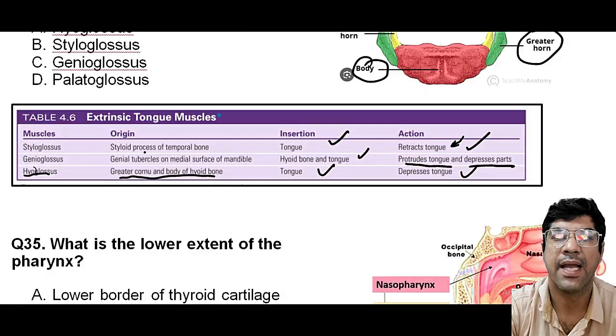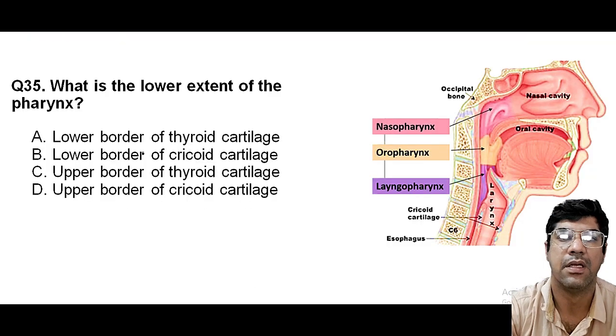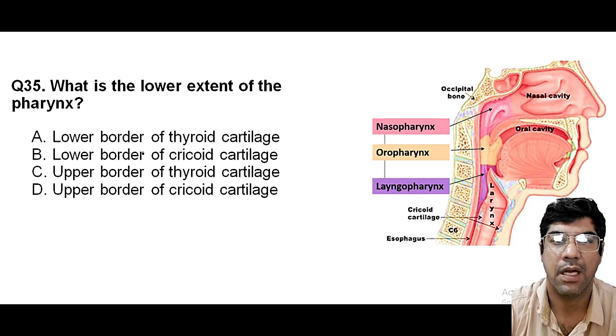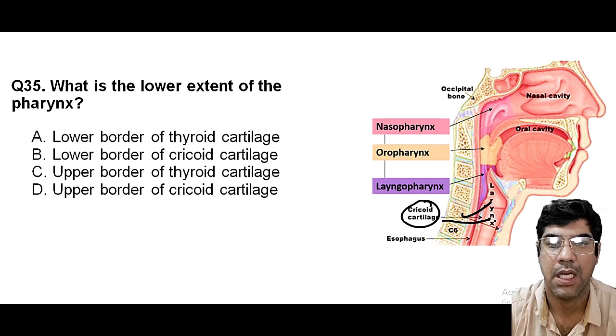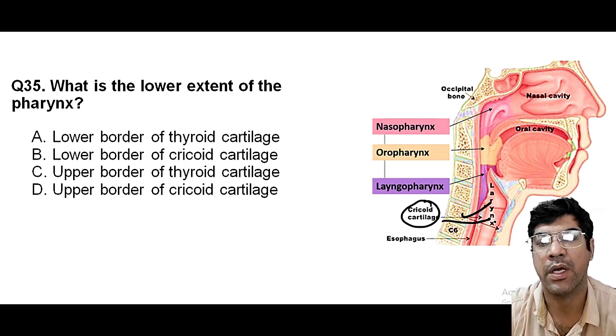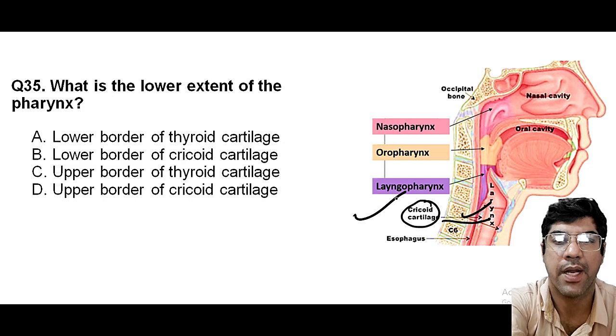What is the lower extent of the pharynx? Well, the answer is lower border of the cricoid cartilage. The cricoid cartilage is a ring-shaped cartilage located at the lower border of larynx, and it marks the lower extent of pharynx. So that is your correct answer.